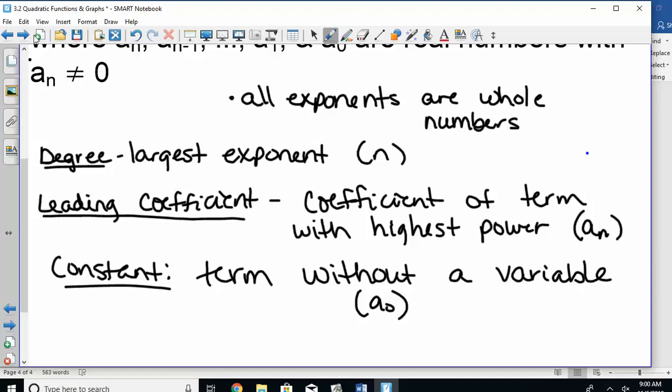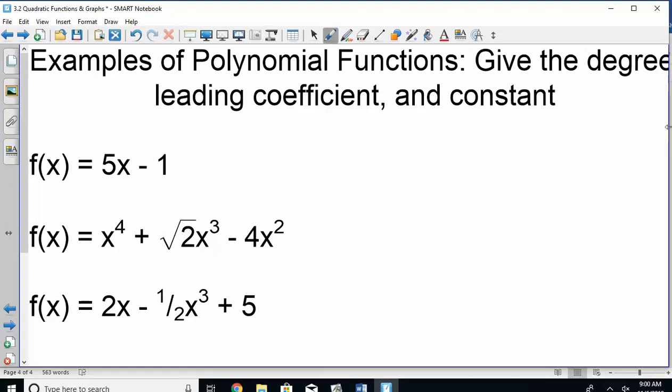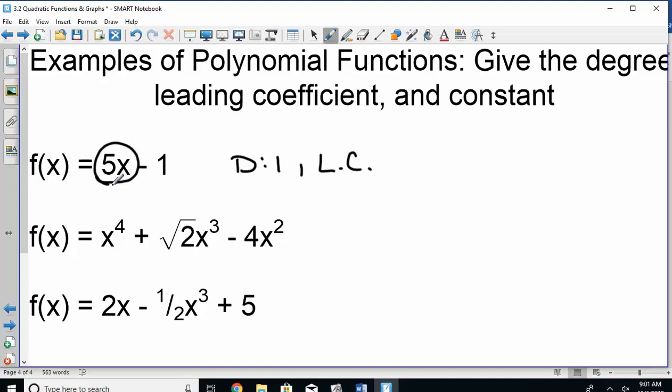So let's make sure we understand them. I've put a few polynomials on here. I want to give the degree, leading coefficient, and constant for each. So first one, what would be my degree? Highest power of x is 1. Leading coefficient, so since this is the term with the highest power, the leading coefficient is just the coefficient on that term, so that would be 5. The constant term is negative 1. Alright, you guys do the second two here.